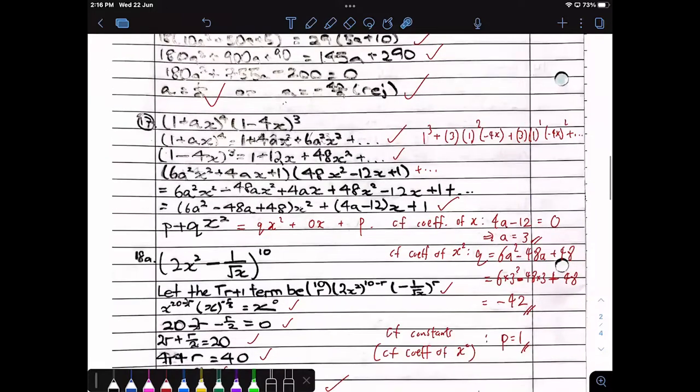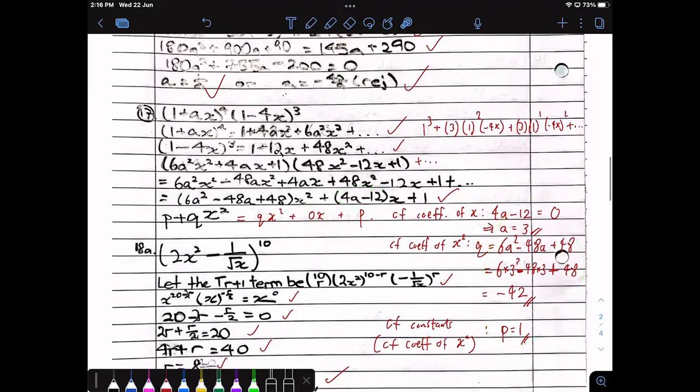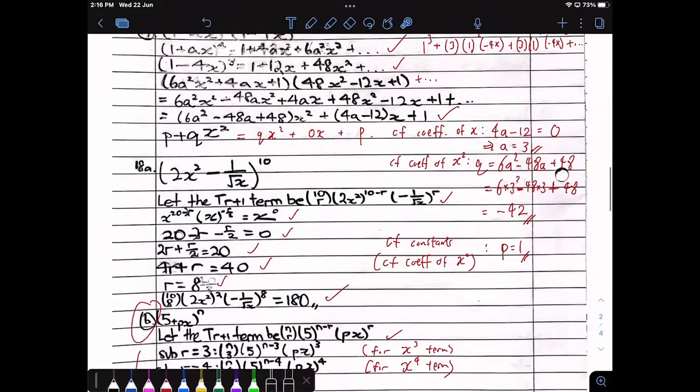Here you just need to know p plus qx squared is the same as qx squared plus 0x plus p. There's a hidden plus 0x. So the coefficient of x is 0. Then you can just compare. 4a minus 12 is equal to 0. Then you can solve for a, then the rest you know how to do. Yes, that's all. This one, 18, done.